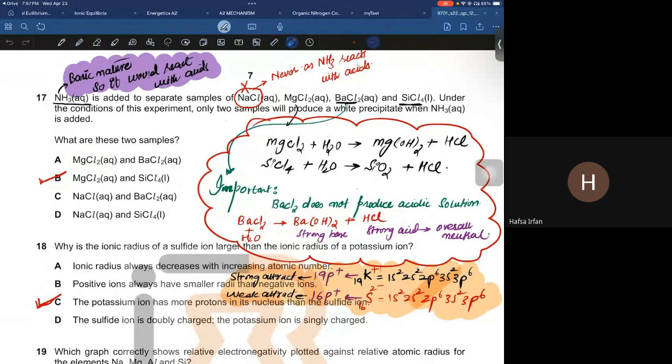Remember, the solubility of hydroxides increases down the group. That's why it would be giving us more OH- ions. So its pH would be higher, so it's a strong base. If it is soluble, it's not going to give you a white precipitate. So that's the reason option B is the only correct option.